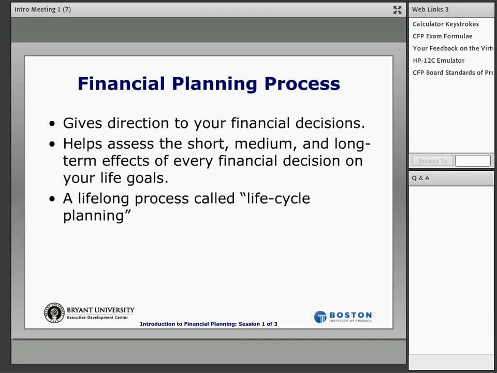There are some people that will say that actually 5 years is adequate for a long-term horizon. So it's really kind of a moving target, but I would say that anything over 7 years you can consider long-term. And it's a lifelong process called life cycle planning.